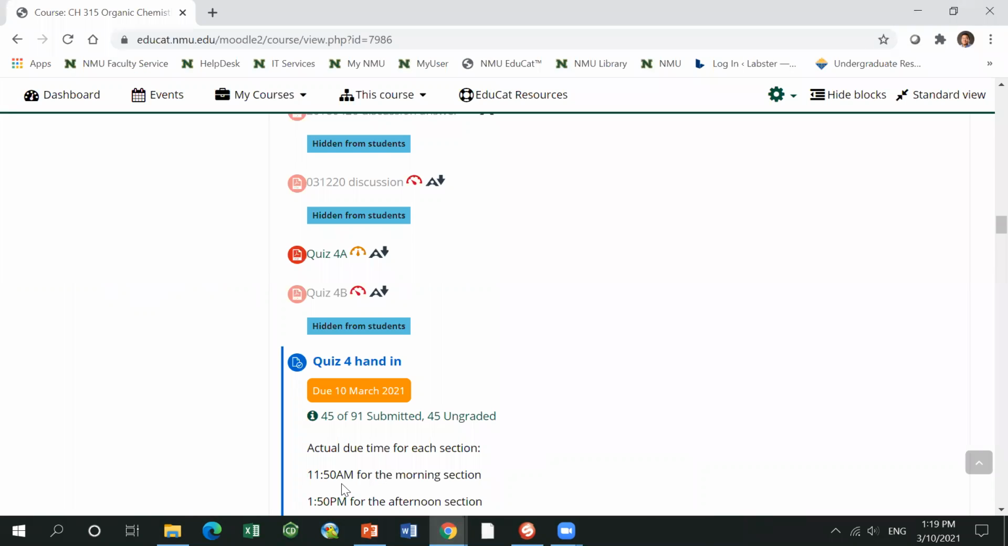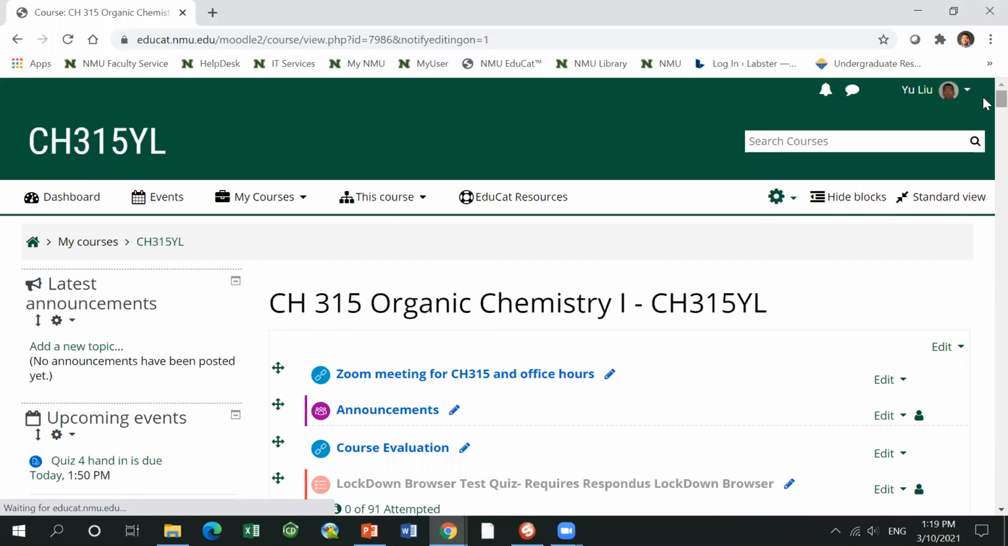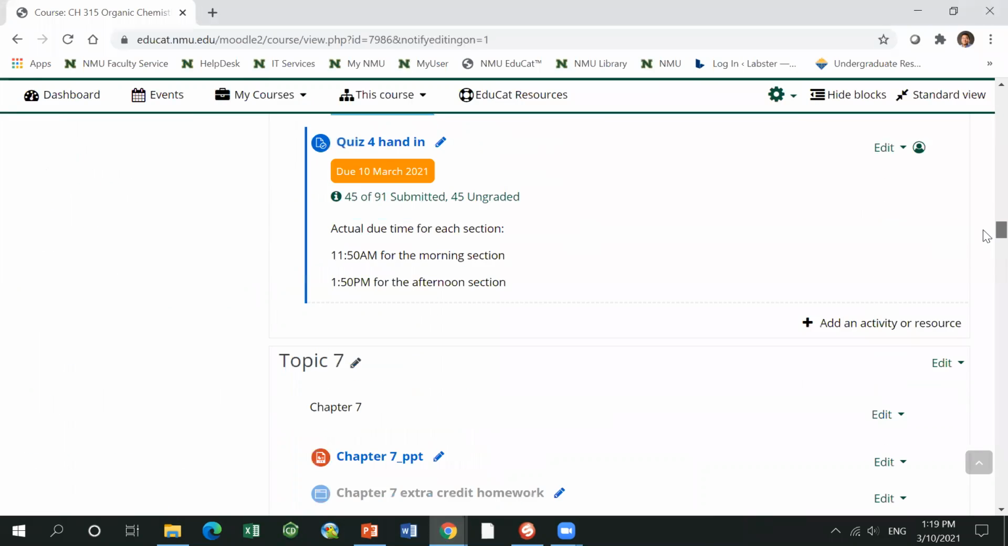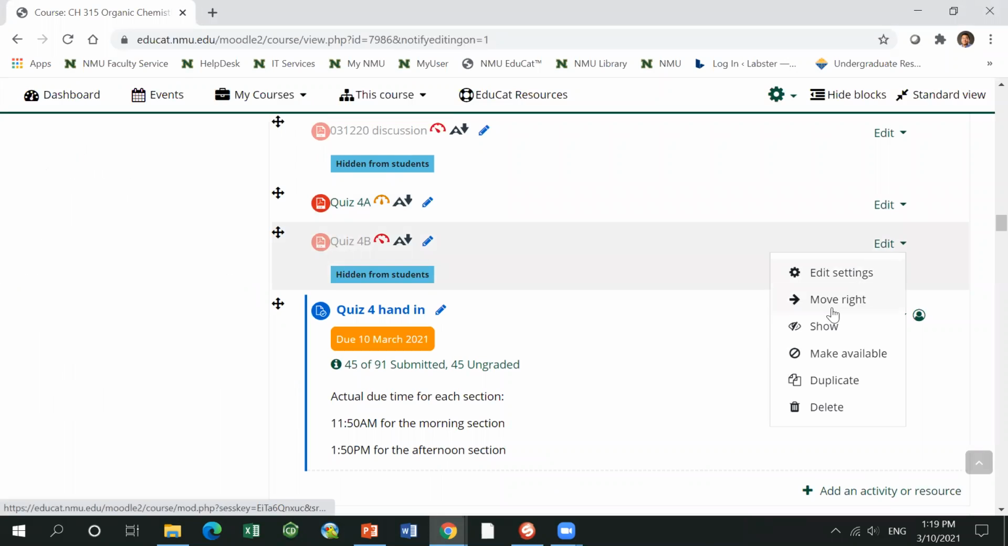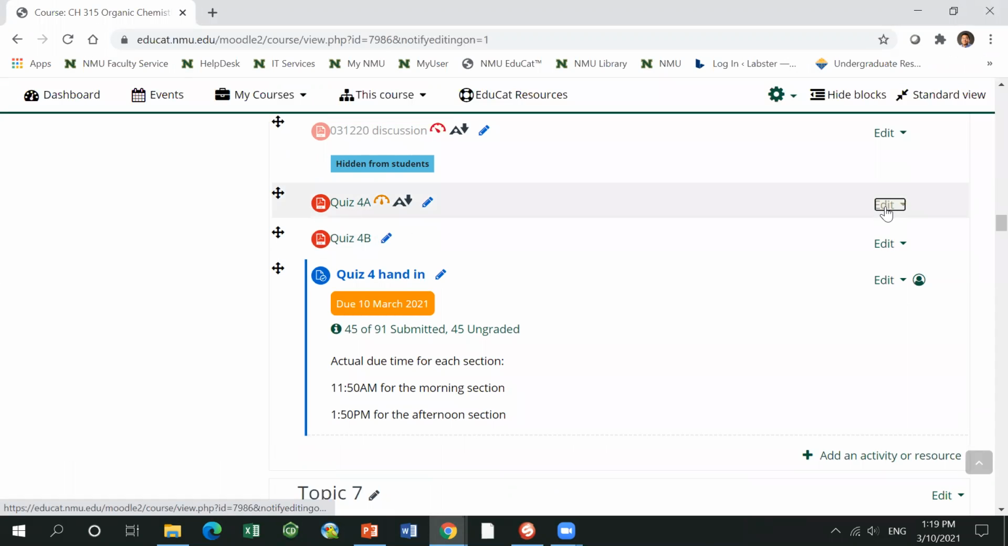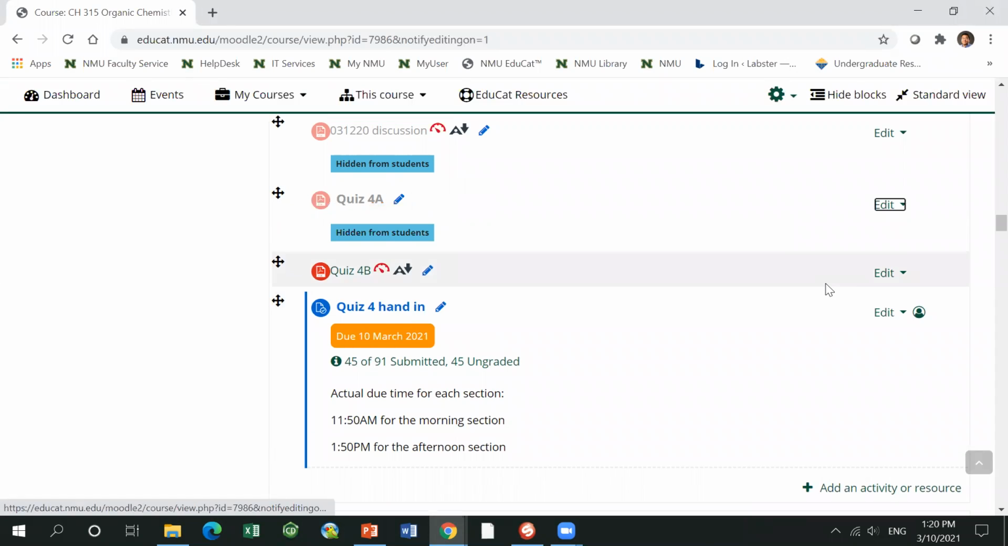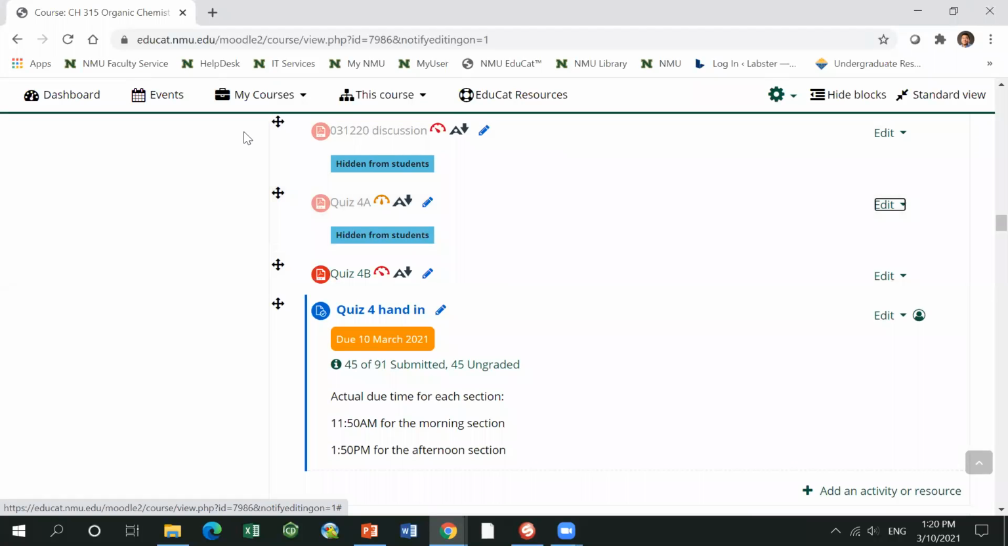If there are no further questions, I will turn on the quiz. This morning the students chose quiz 4A, so in this case you guys will work on quiz 4B. I will turn this one on and turn this one off. Now you guys can work on the quiz. If you have any questions, please log in to Zoom. I still keep my Zoom open.